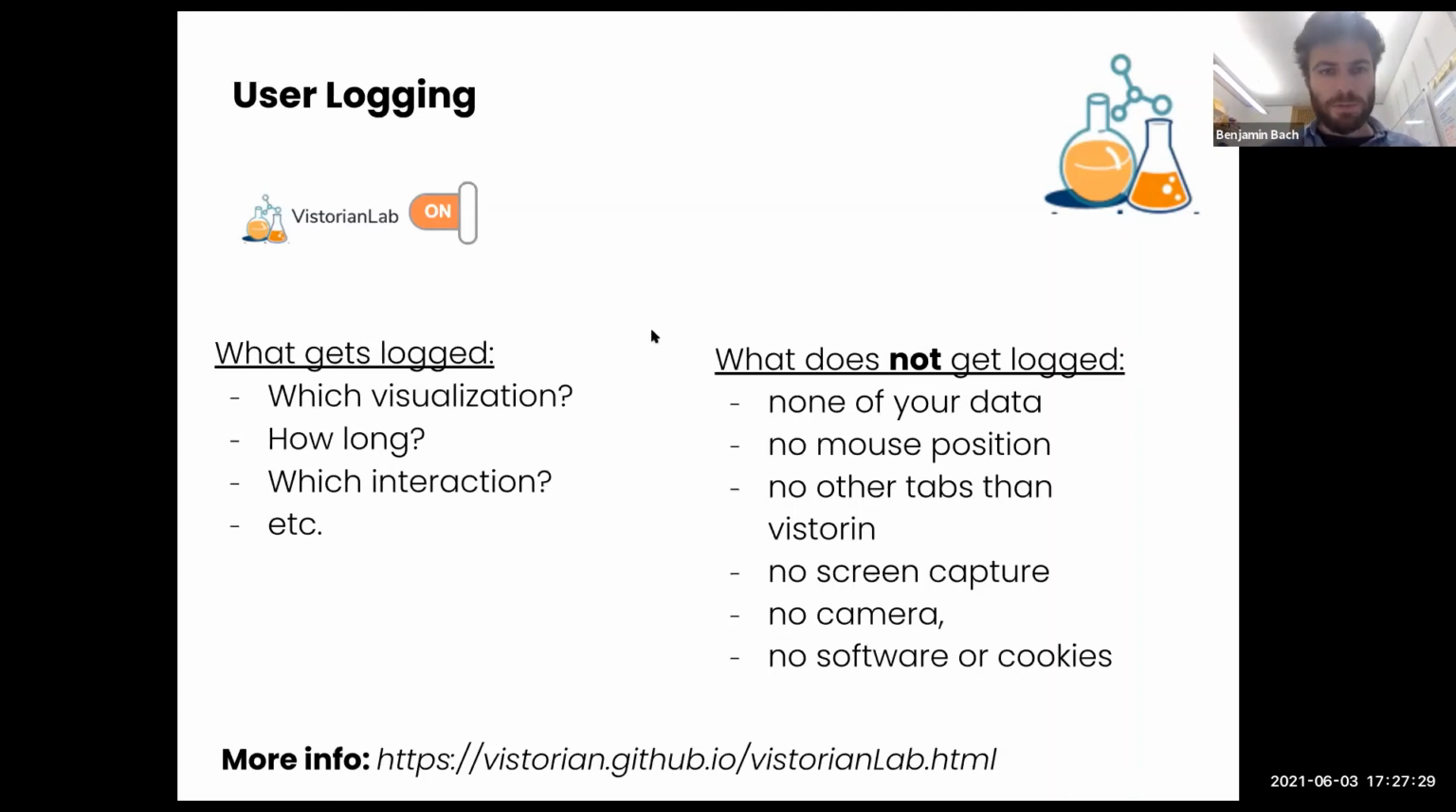So again, if you want to support our research, please enable Vistorian Labs so we can collect user data and sustain the project, but also conduct research and eventually improve the UI. If people don't find a specific feature, if no one uses it, then we need to work on ways to make the UI better, improve it, provide better training, run more workshops, and so on and so on.